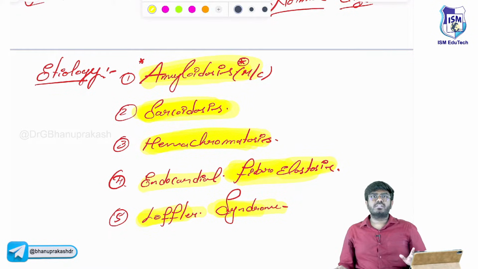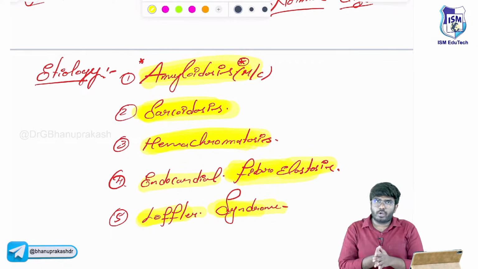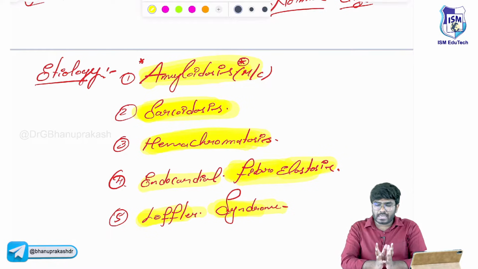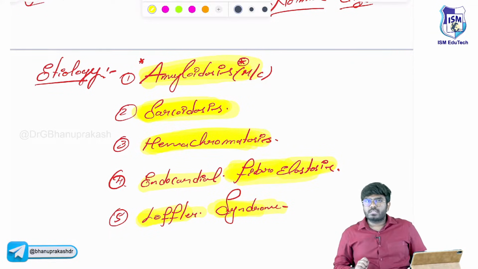So in all these conditions, there is abnormal deposition of certain material like amyloid, iron, or some fibrous material inside the heart. So the heart is getting stiffened. It's not relaxing properly. It is not accepting the blood. So diastolic dysfunction mainly. Okay, so done with this. Restrictive cardiomyopathy is also completed.